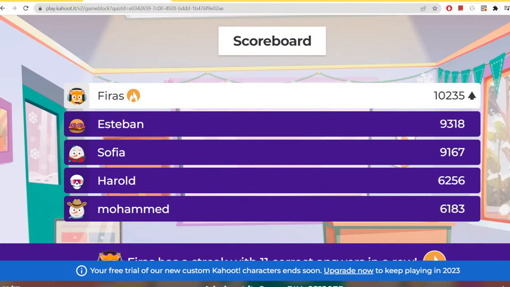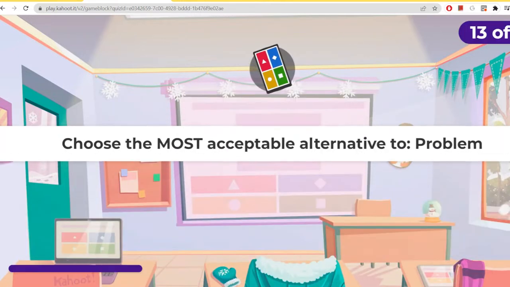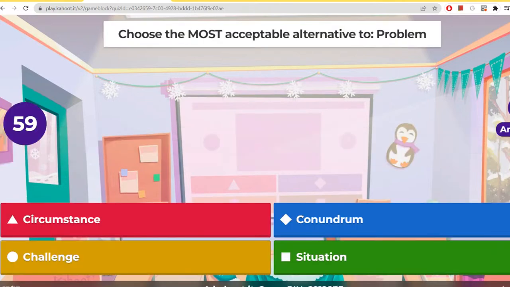All right. Ooh, change up. I like it. All right, most acceptable alternative to problem. We kind of saw one like this on a vocabulary exercise already. So you might already know this. You might just remember. What will it be?